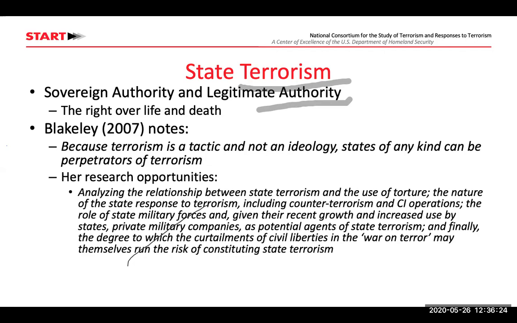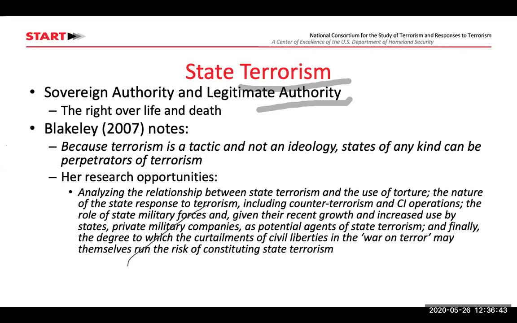Now, Blakey notes, because terrorism is a tactic and not an ideology, states of any kind can perpetrate terrorism. So she says, look, states, in the way that they behave, can commit acts of terrorism. They can do the same things that non-state entities can do.